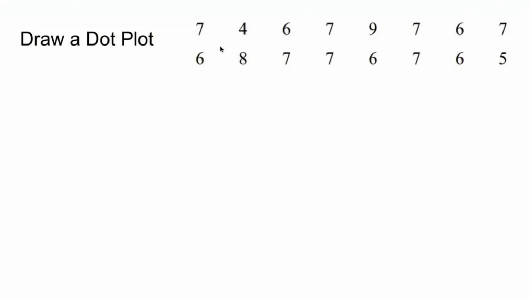Draw a dot plot, also known as a line plot. Basically, you're going to give yourself a nice little line. Let's look at the numbers we have. We just have a bunch of values. This is not a scatter plot. You're not making a graph or a line of best fit or anything like that.